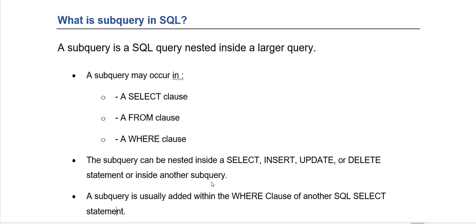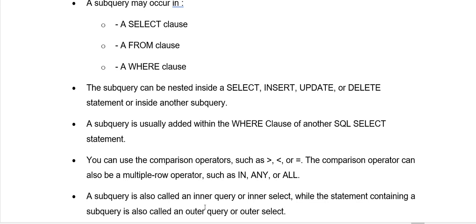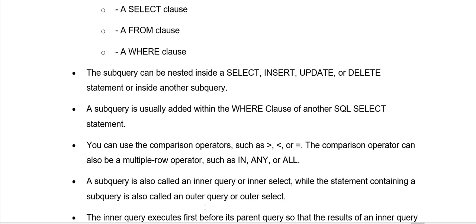So a subquery is usually added within the where clause of another SQL select statement. This is a condition that you need to remember. The subquery is usually added within the where clause, so the where clause is normally where we use subqueries. You can use comparison operators such as greater than, less than, or equals to, or also a multiple row operator. If you are not using less than, greater than, or equals to, there are some alternate options for you, like in, any, or all.